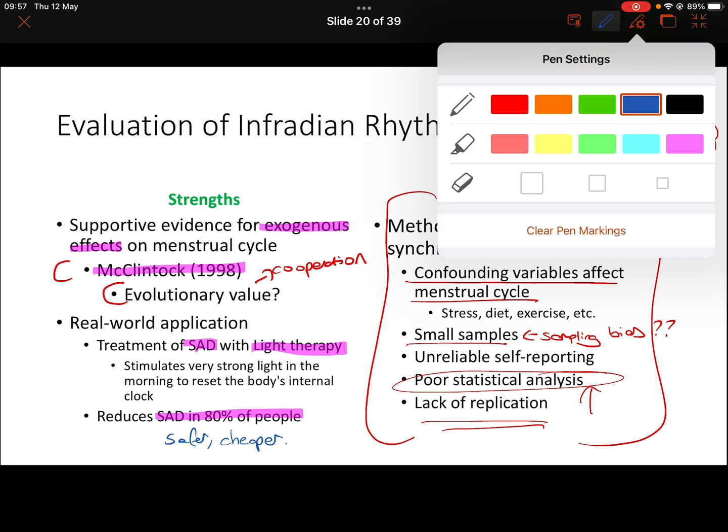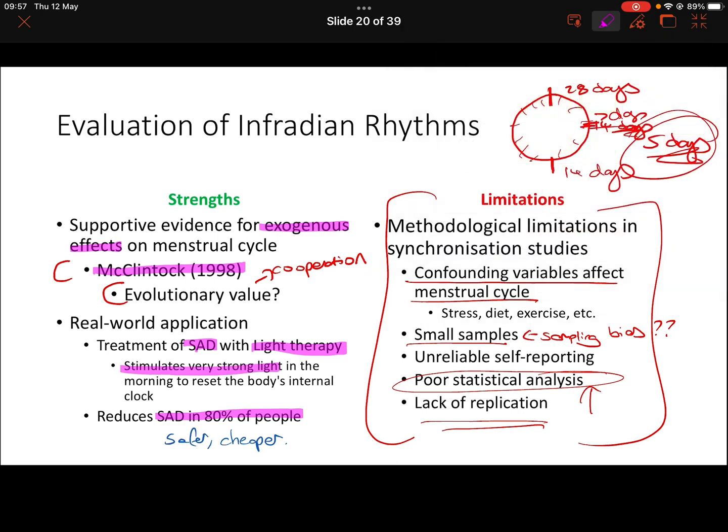The fact that light therapy basically stimulates strong light in the morning. So somebody will sit in front of a light machine, and that is there to reduce the release of melatonin, which will then suppress the release of serotonin. So it has had real-world application in improving lives for people based on our understanding of infradian rhythms.